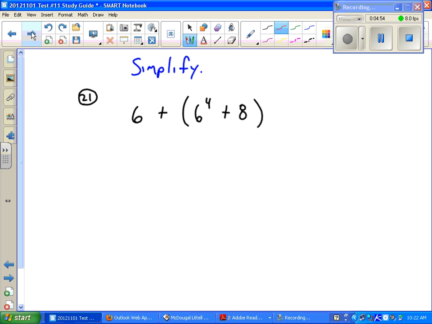Number 21, you need to simplify 6 plus (6 to the 4th power plus 8). You need to do 6 to the 4th power, which means 6 times 6 times 6 times 6. That is 1,296 plus 8, still in parentheses, with 6 adding to that. Put what's in parentheses together. You get 1,304 plus 6. When you add those two together, you get 1,310.